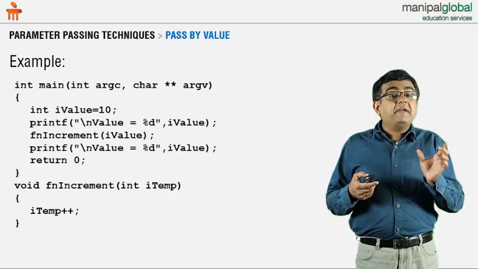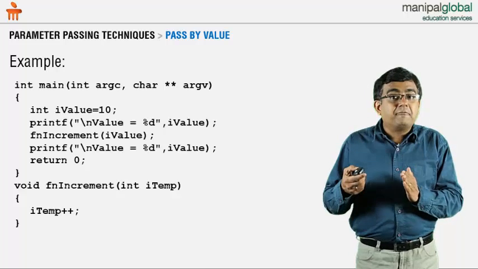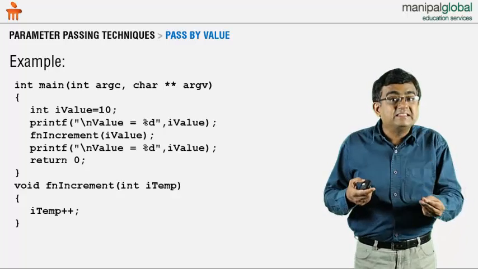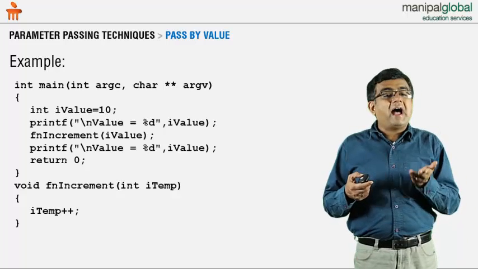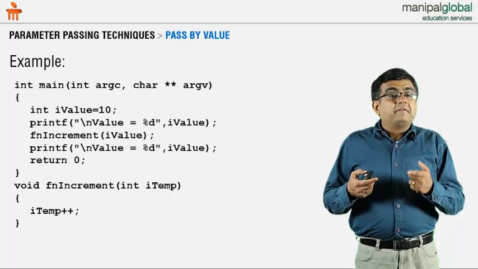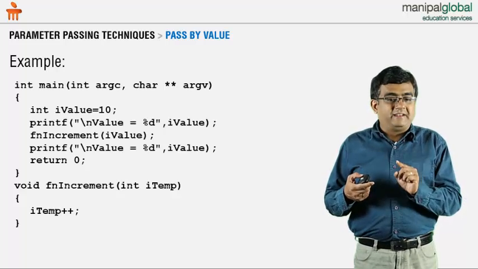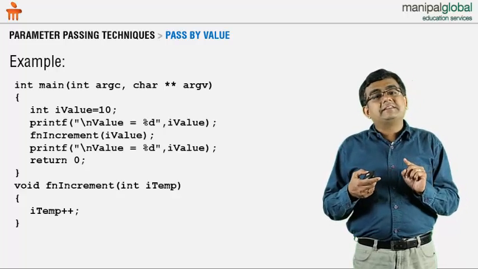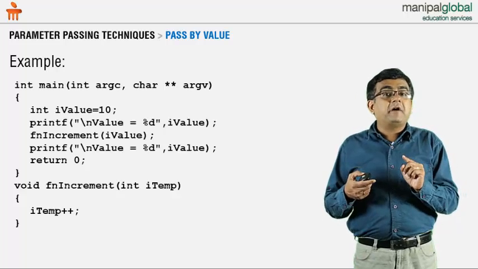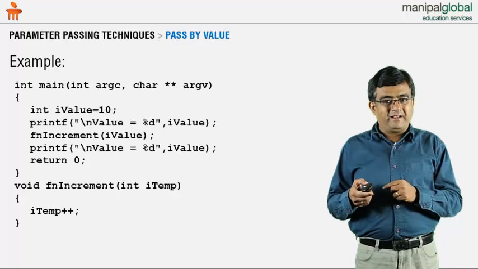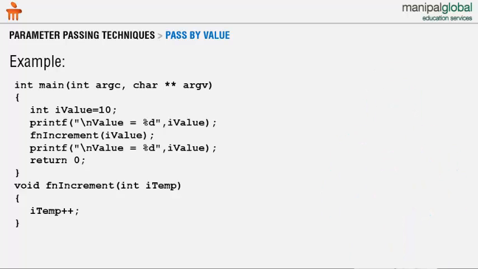Function fnincrement takes the one argument, takes the value of ivalue into itemp, and increments the value of itemp. Now, before calling the function fnincrement, the value of ivalue is 10. What we need to see here is what will be the value of ivalue after the function call fnincrement. To go into details, let's look at how memory is assigned and how the control flows.